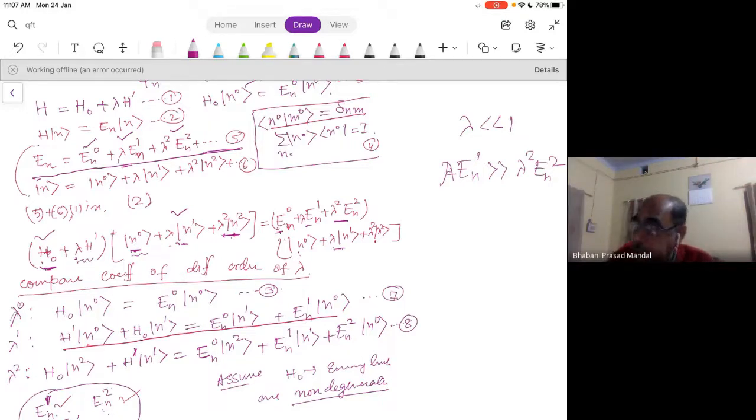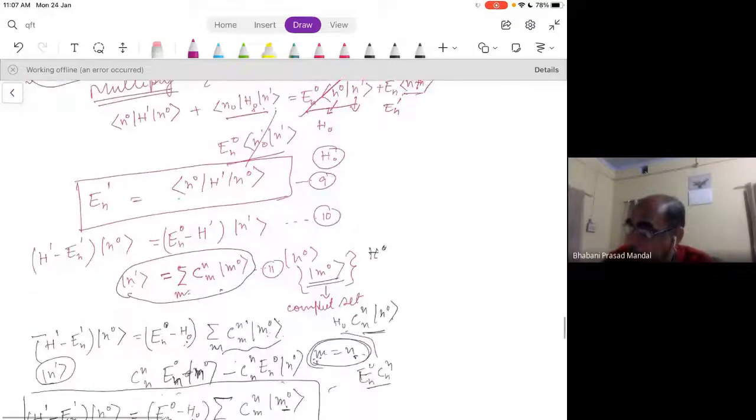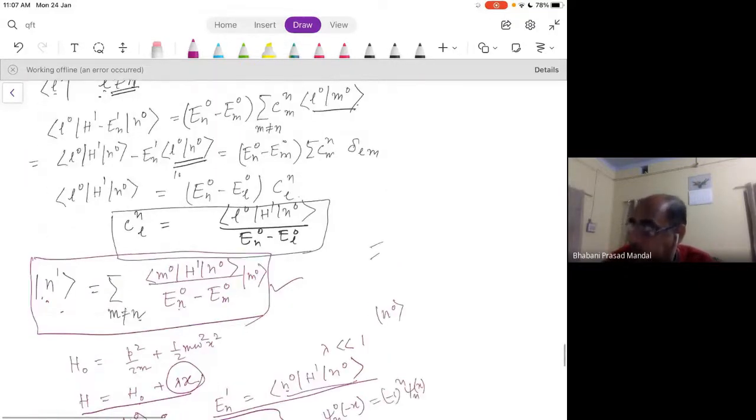So this is for simplicity. The answer to your question is that we cannot do all order calculation. You can see that second order will be difficult, much more lengthy, and third order will be much more.